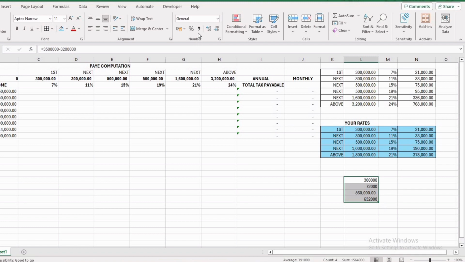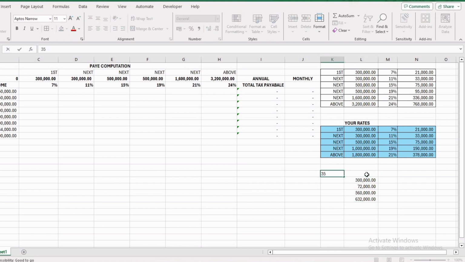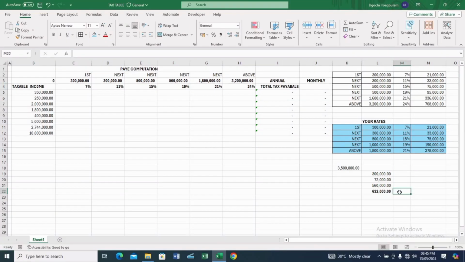therefore should be the ideal amount to be charged as tax payable for a taxpayer whose annual taxable income is 3.5 million naira. We can go ahead and include 3.5 million naira on our tax table so that when we are done creating the formulas, our final result should also give us 632,000 naira.